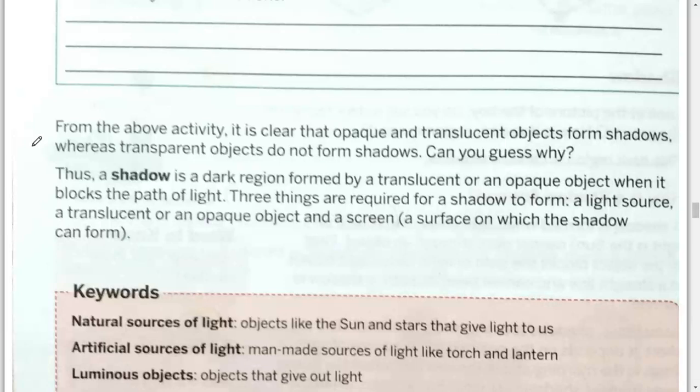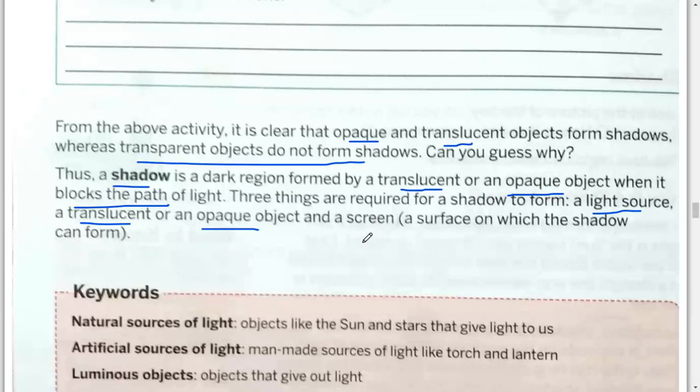From the above activity, it is clear that opaque and translucent objects form shadows, whereas transparent objects do not form shadows. Can you guess why? Thus, a shadow is a dark region formed by a translucent or an opaque object when it blocks the path of light. Three things are required for a shadow to form: a light source, a translucent or an opaque object, and a screen, a surface on which the shadow can form.